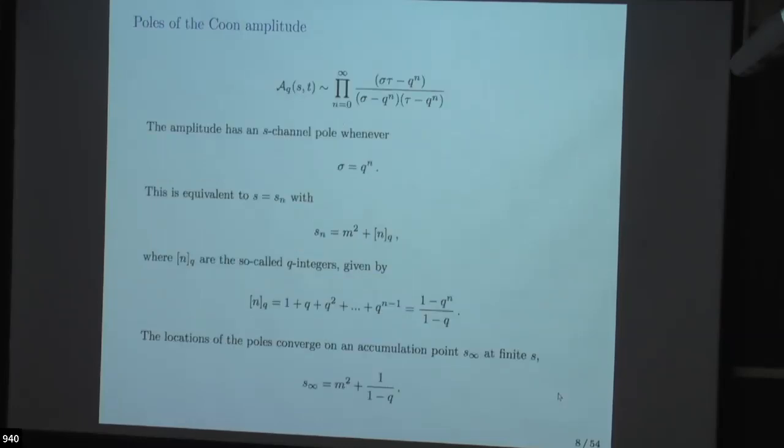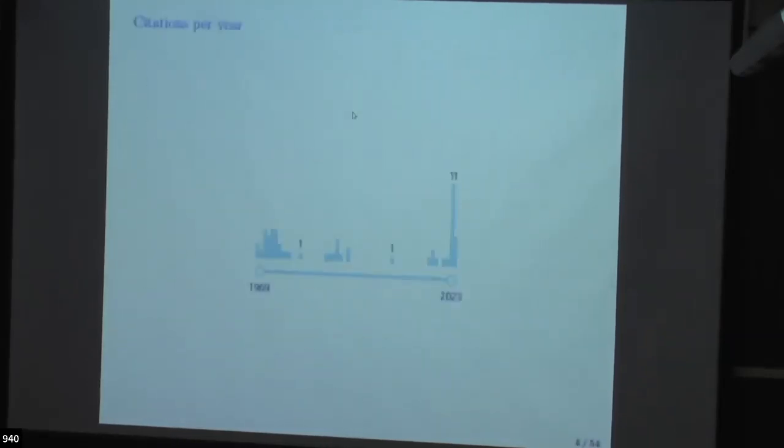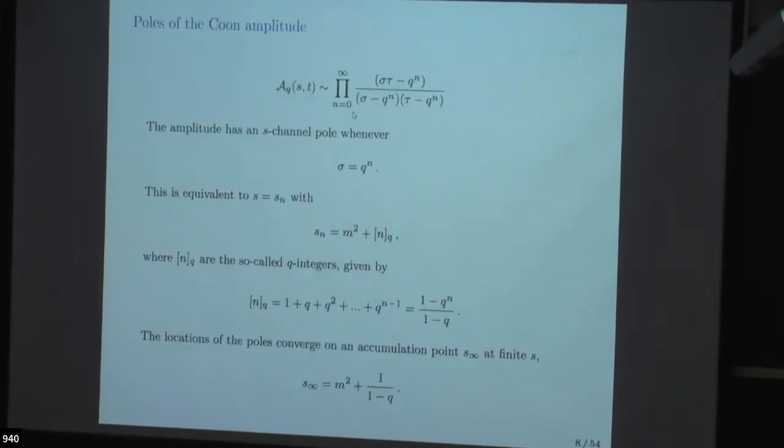Let's start by looking at the poles. Just from the denominator, we can read off when we have an S-channel pole. A simple little exercise you can do is that the poles are at sigma equals q to the n.